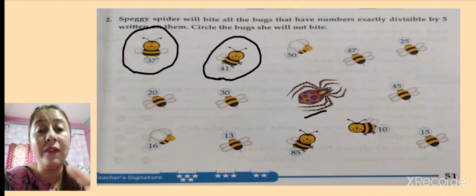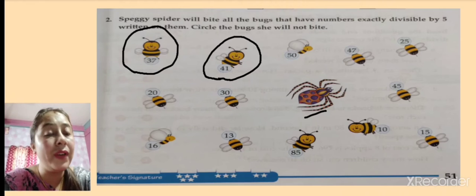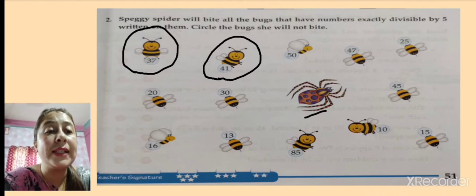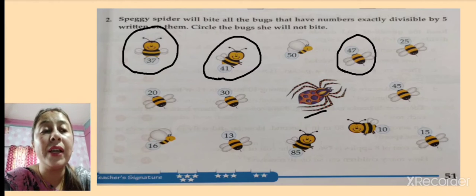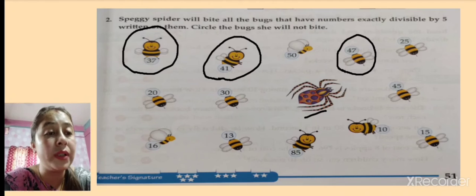To get divided by 5. So 50, 5 tens are 50, so it will be divided by 5 exactly, so we will not circle. Now 47 will also not be divided by 5 directly, so we will circle 47. 25 will be divided by 5, so we will not circle. 20 will be divided by 5. 5 fours are 20, we will not circle that.